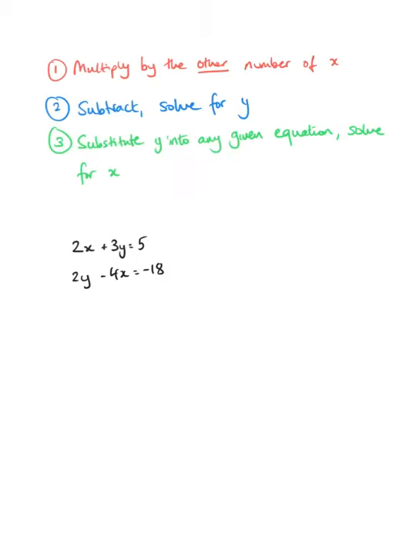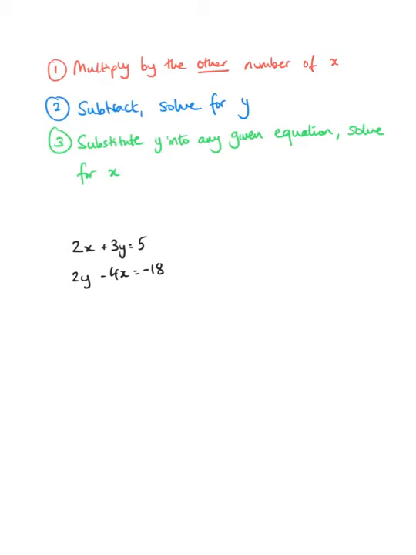To summarise, these are our 3 key steps: multiply by the other number of x's, then subtract and solve for y, and substitute your y value into any of the given equations to solve for x. So let's look at another example quickly.